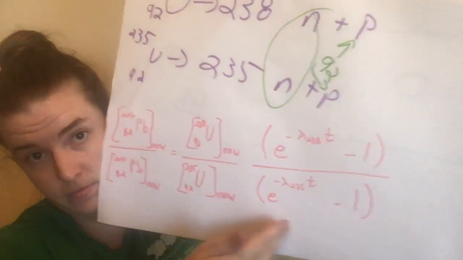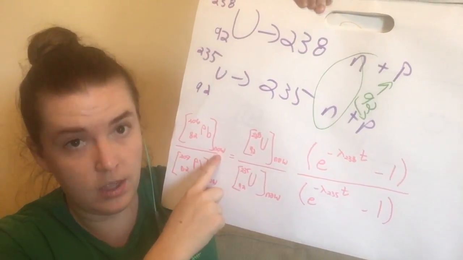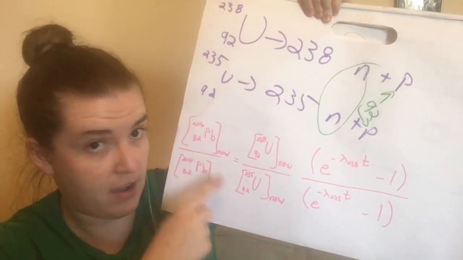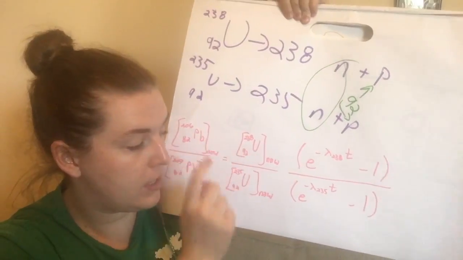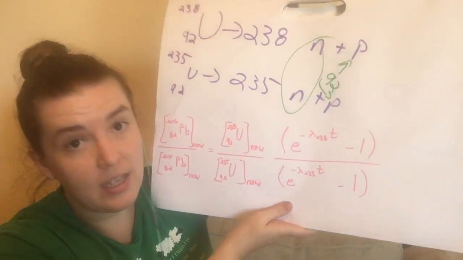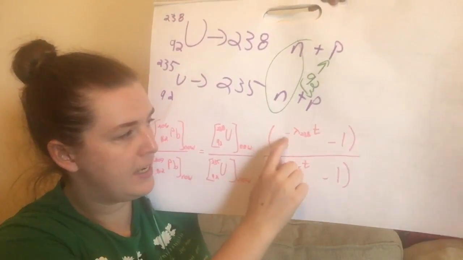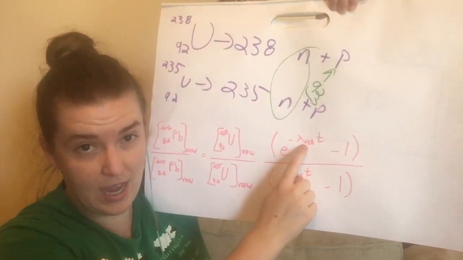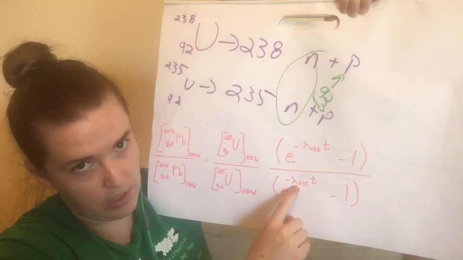With a little bit of algebra, which I'll actually work out and post as a separate video, we can get to the following equation. Bam! This says that the concentration of lead-206 that I have now relative to the concentration of lead-207 that I have now is equal to the concentration of uranium-238 that I have now over the concentration of uranium-235 that I have now, times e to the negative decay constant for uranium-238 times time, minus 1, divided by the same thing, but for the decay constant of uranium-235.